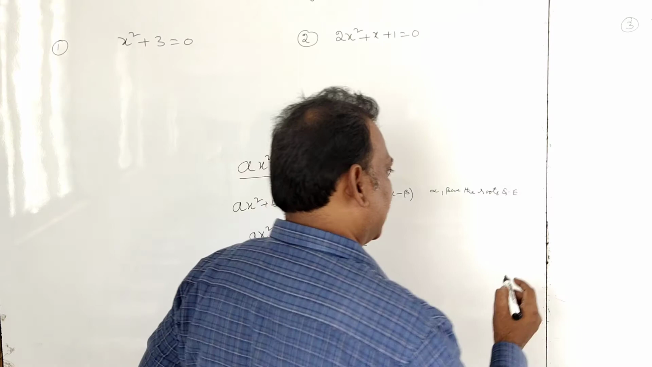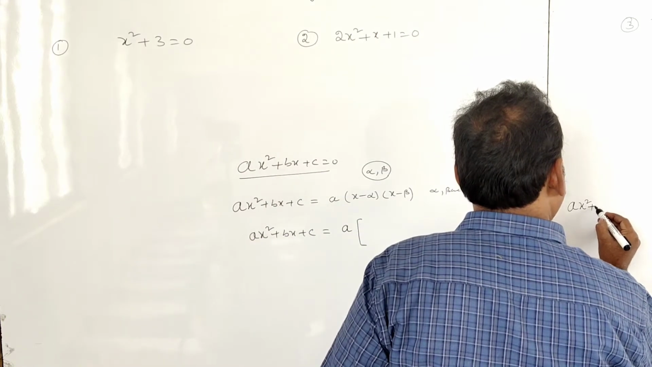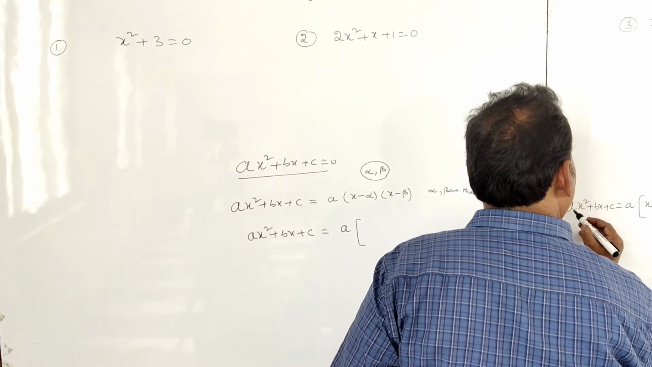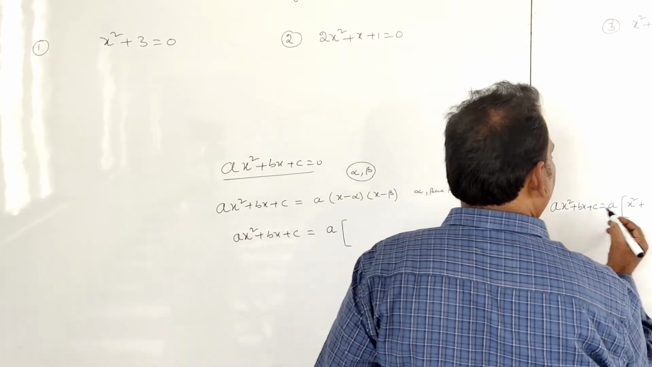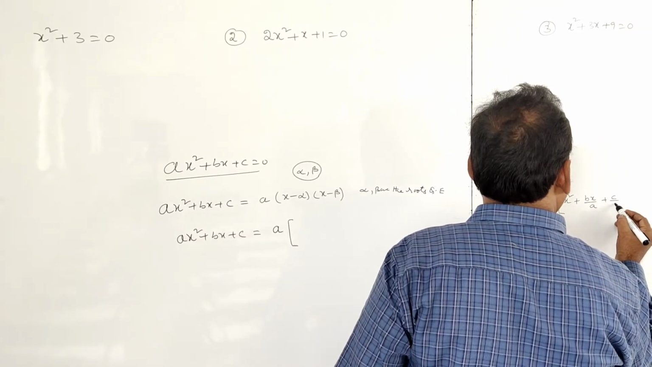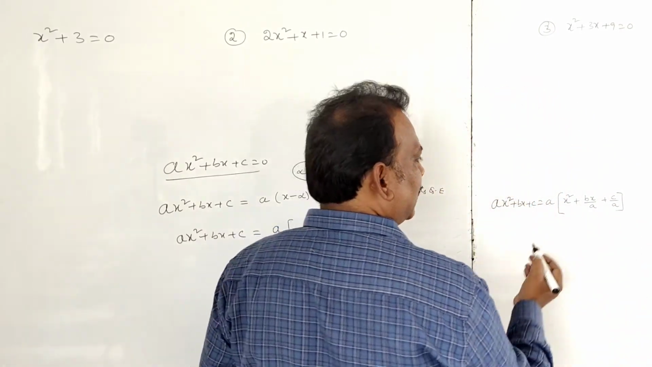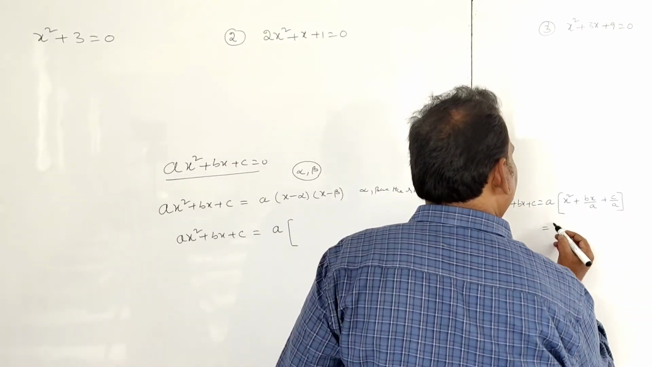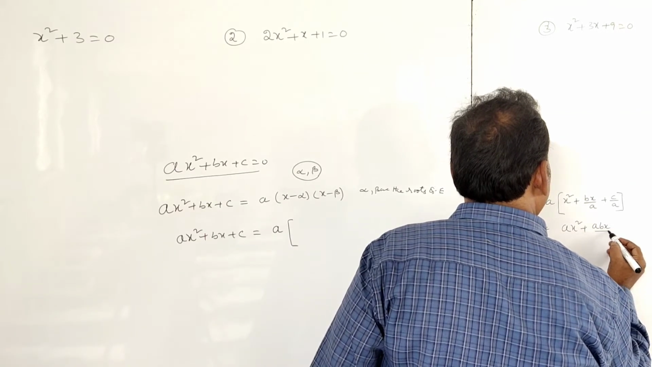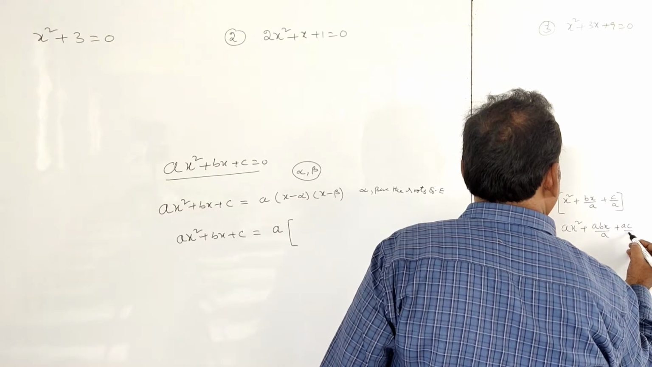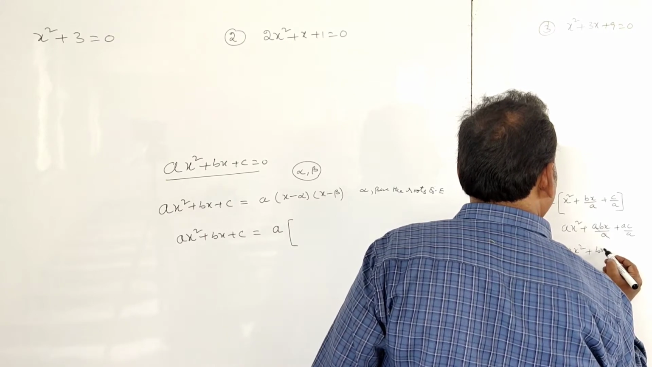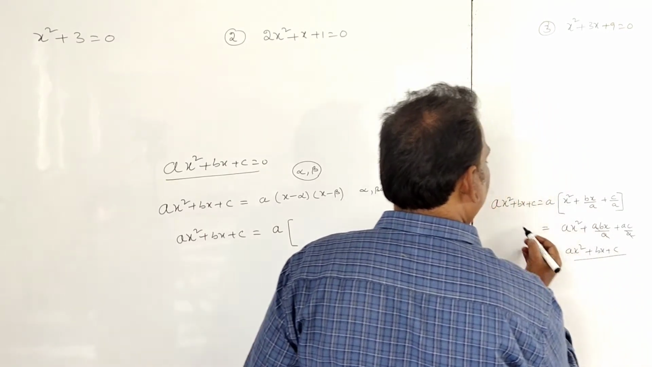For example, see here. If ax square plus bx plus c is equal to, if you take a common factor, you will get a already here, so it comes outside. Here a is not there, that's why you are getting bx by a, plus here also a is not there, you will get c by a. Sir, is this value equal to this? Yes, you can multiply and check. A into x square, ax square, plus a into bx by a, next a into c by a. We can simplify: a and a get cancelled, plus bx, a and a get cancelled, you get c. You will get the same expression.